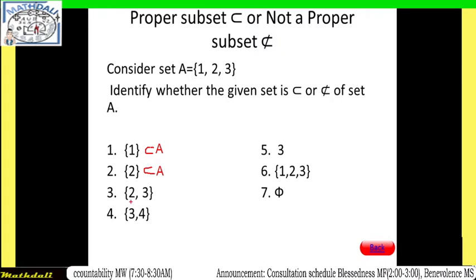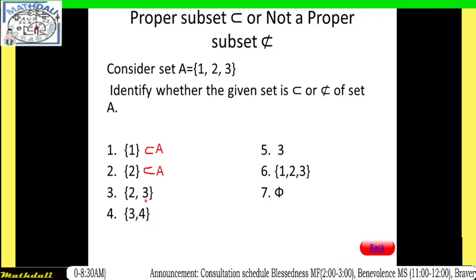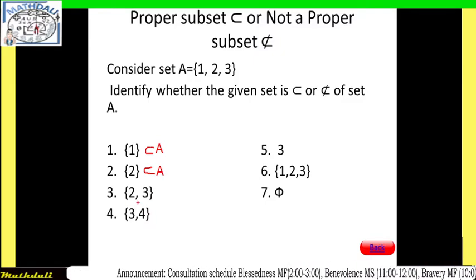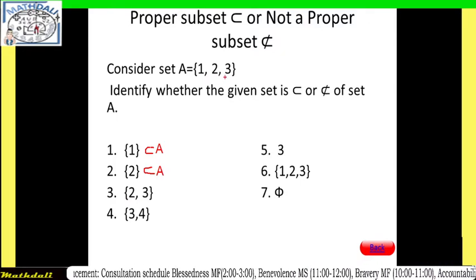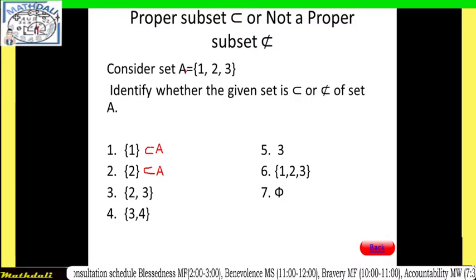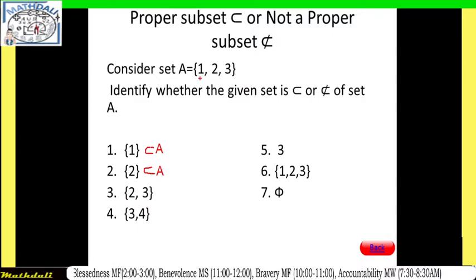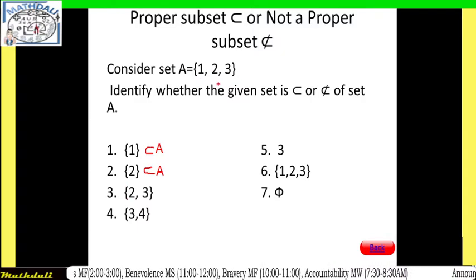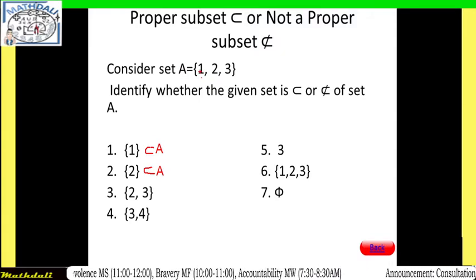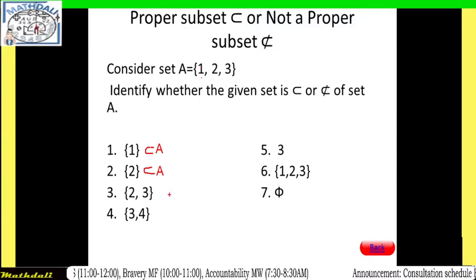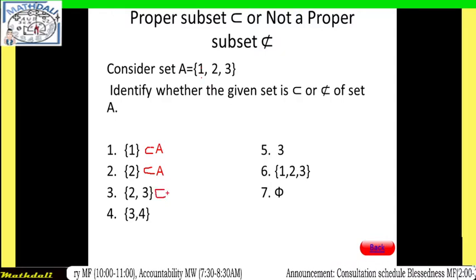Next, number 3. Let us have this set containing the element 2 and 3. Lahat pa ng element meron tong set na to ay makikita sa set A. We have 2 and 3, meron din sa set A. So, ibig sabihin, ito ay subset ng set A. Ang tanong ulit, lahat din ba ng element meron tong set A ay makikita dito o merong isa? At least 1. Okay, so hindi nyo makikita yung 1 dito sa set na to. So, still, this is a proper subset of set A.